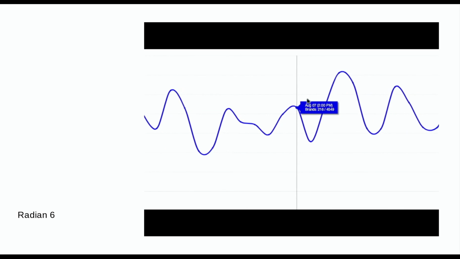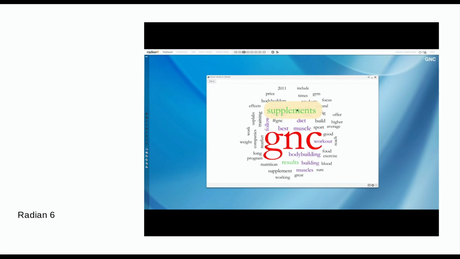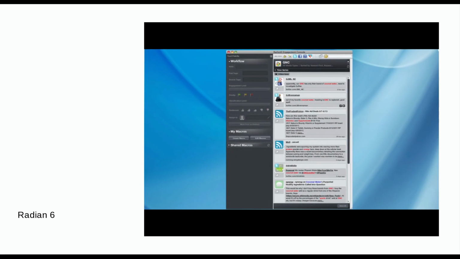You can also see trends in the conversation over time. Let's drill into one of these spikes and see what people are talking about. Supplements were a popular topic that day. Maybe GNC launched a new ad campaign. This real-time customer feedback is like having your own internet focus group. Let's see which other GNC products people are talking about. Here, you can compare the buzz about different products. Looks like coconut water is pretty popular.